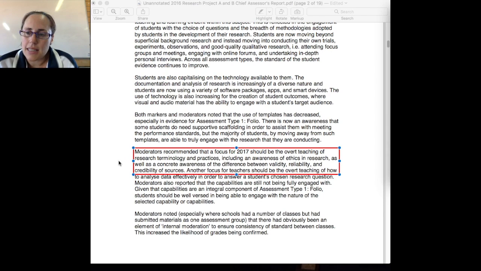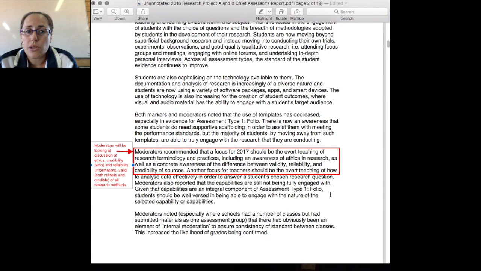So what they're saying is that students weren't able to show this in 2016, and therefore they should be showing this in 2017. So you can pretty much guarantee that this year they will be looking for this in your folio, your 10 pages that are sent away to the SACE board. My suggestion would be that on those 10 pages, for the sources that you're looking at, make sure you talk about credibility, reliability, and if you're doing a survey, validity. I would also suggest you pay distinct attention to talking about ethics in this as well.